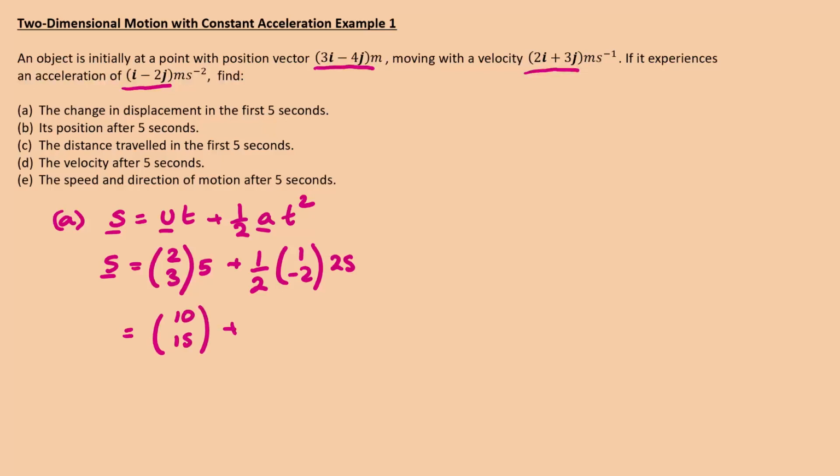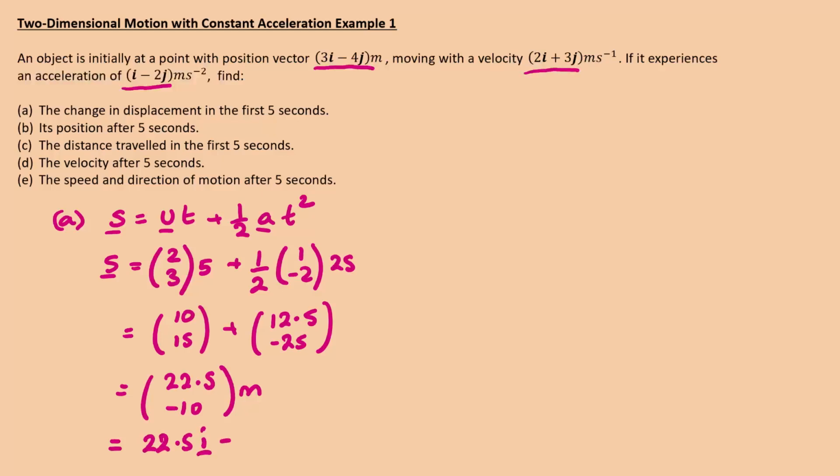plus 12.5, negative 25. And so that is 22.5 and negative 10 meters. And we could, of course, write that back in ij notation as 22.5i minus 10j meters.